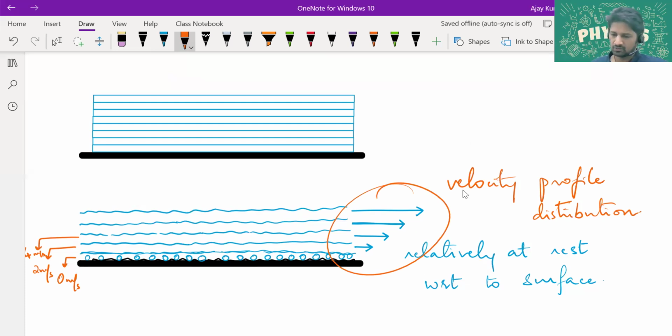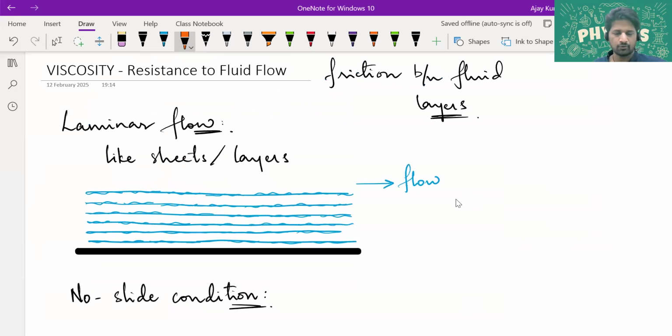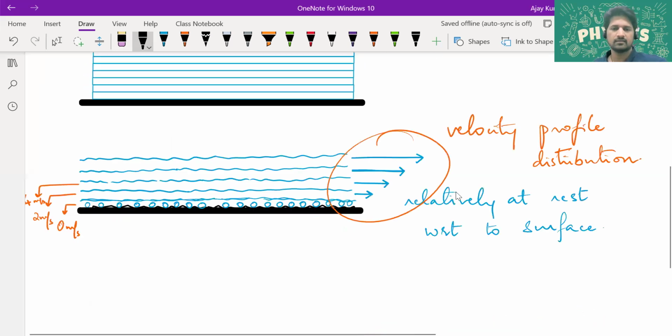Fine. So remember these two conditions. First is laminar flow, the flow of fluid in the form of layers. And when I say fluid, I'm including both gases and liquids. Viscosity is a property of gases as well as liquids. Surface tension, the last property that we discussed, is a property exclusively of liquids. Gases don't exhibit surface tension, but gases exhibit viscosity.